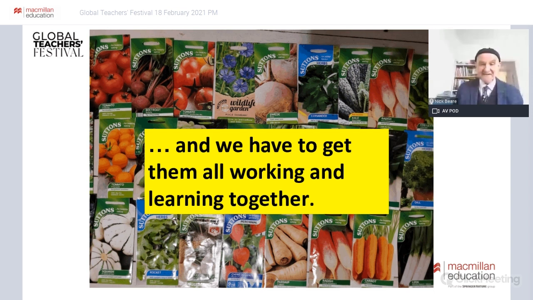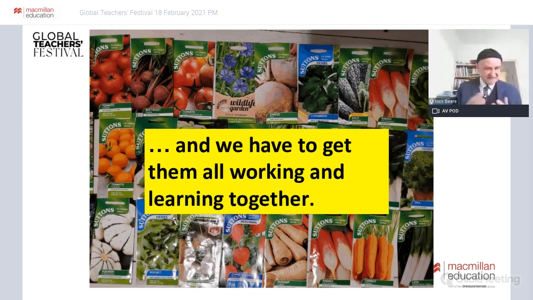There we are, them all nicely arranged. You have to get them all working together and learning together. Now, in the case of the little seed packets, it means putting them all nicely arranged in order. But obviously we're not going to do that with our students. We need to get them all into a situation where they can all participate in the class and all get something out of the class.